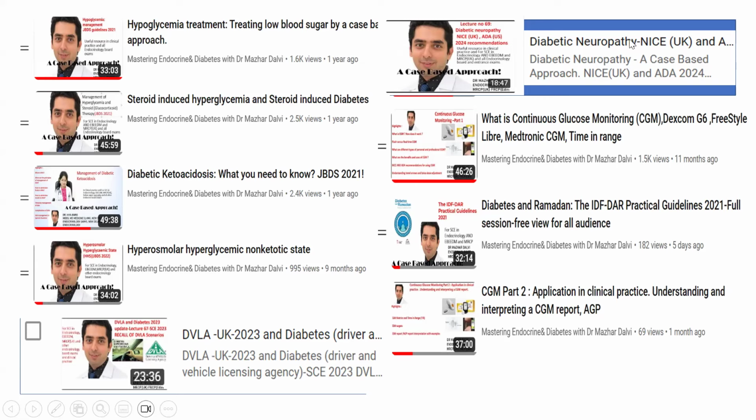Then there is a session on diabetic neuropathy, where I've covered the NICE UK guidelines as well as the ADA 2024 recommendations. There is again a very good practical session about CGMs, how to put on the CGMs, how to interpret the CGMs. There is a session on diabetes and Ramadan, where we have discussed in detail the IDF-DAR practical guidelines for diabetes in Ramadan. Then there is another CGM session on application in clinical practice, understanding and interpreting a CGM report, and the ambulatory glucose profile.